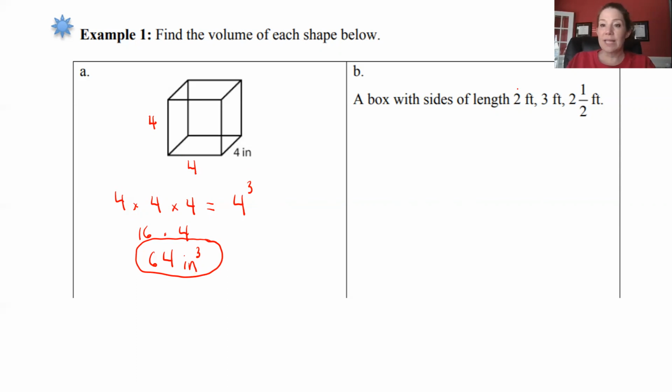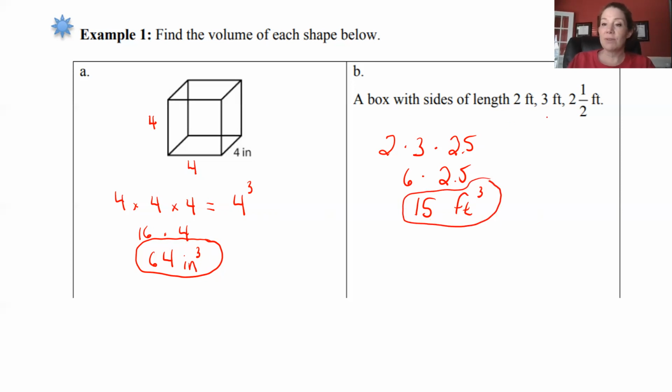All right, so then look at letter B. Letter B, we have a rectangular prism. So the dimensions are 2 feet by 3 feet by 2.5 feet. So we're simply going to multiply those 3 numbers together. So 2 times 3 is 6, and then we're going to multiply 6 times 2.5, which is 15. Since the units are feet, the answer is 15 cubic feet. That is the volume of a box with side lengths of 2 feet, 3 feet, and 2.5 feet.